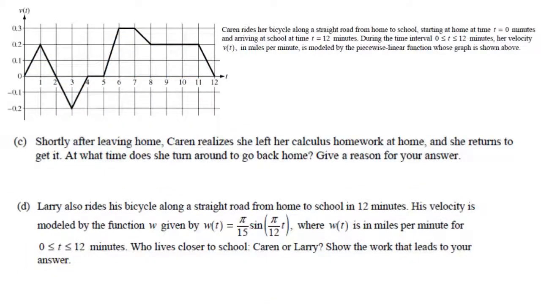All right, so in part C, it says shortly after leaving home, Karen realizes she left her calculus homework at home. Well, how sweet. She turns around and goes and gets it. And at what time do we feel like she turned around? And we're going to say here at time t equals 2. So we're going to say that Karen turns around at time t equals 2 because this is where velocity has a sign change.